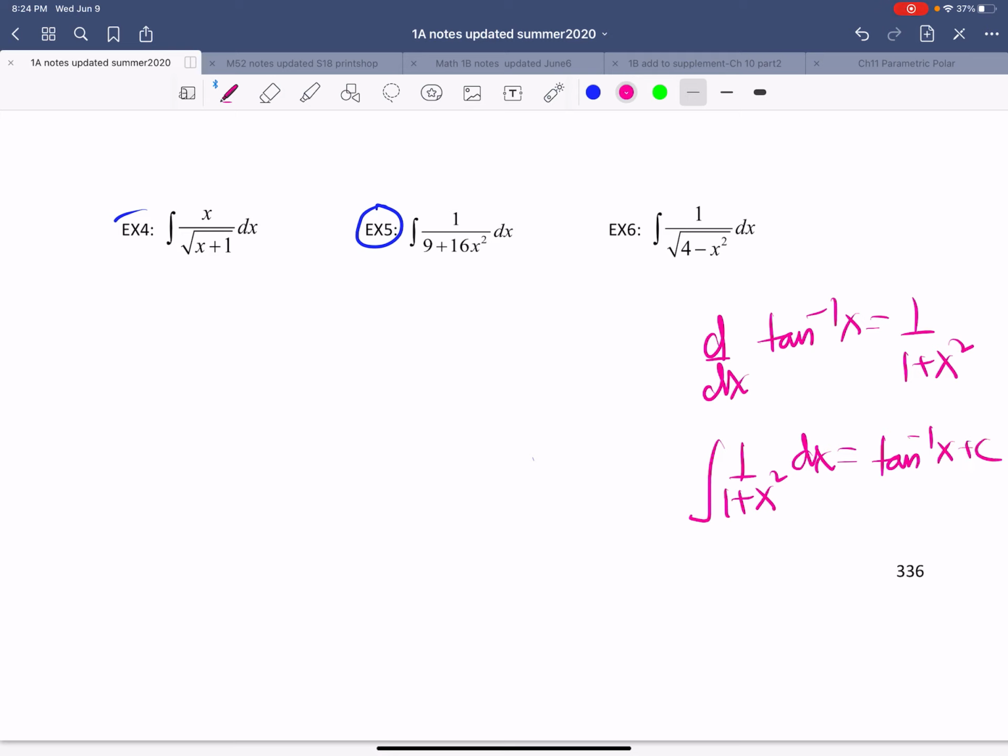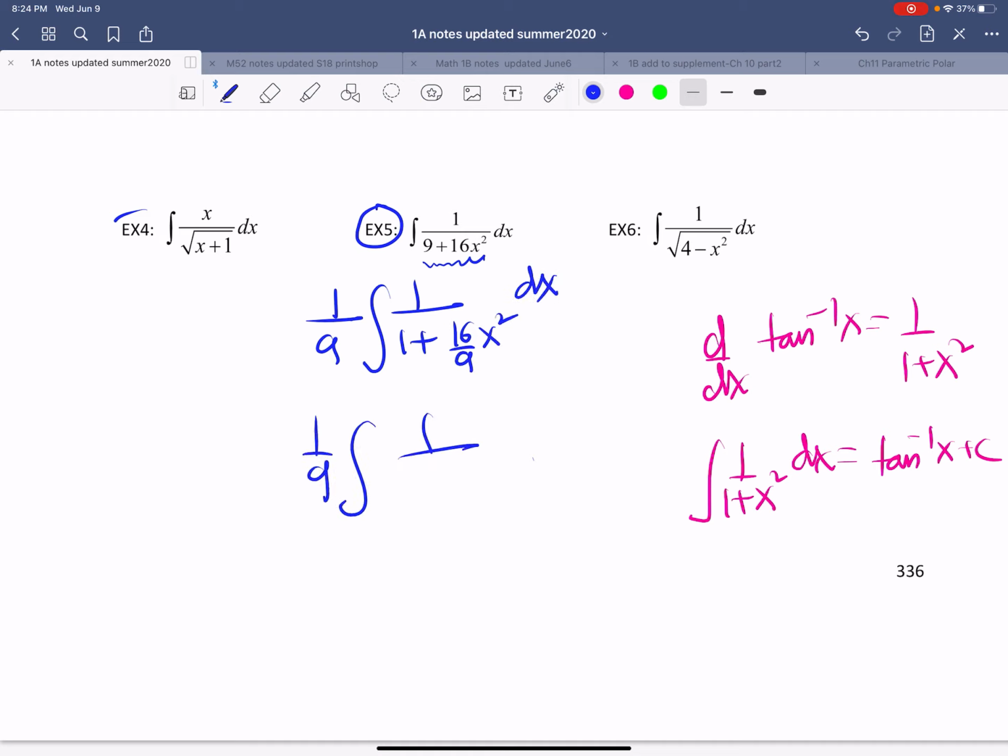All right, so here we are for example number 5. First of all, I can see it looks like a tangent inverse, but not really. So I'm going to factor something out from the denominator. I'm going to factor 9 out from the denominator. So I would be left with 1 over 1 plus 16 over 9 x squared dx, which is 1 over 9, 1 over 1 plus 4 over 3 x, everything squared. And we still have dx.